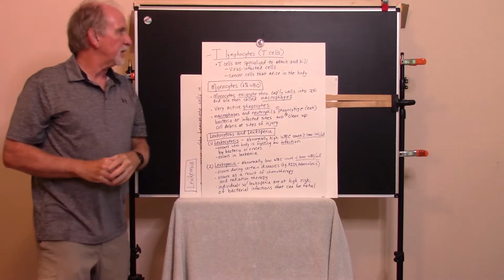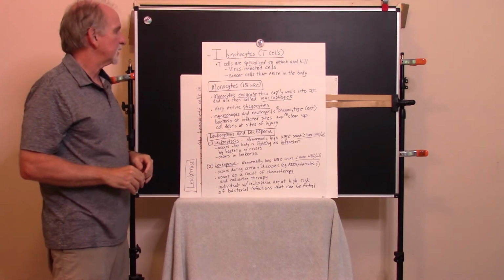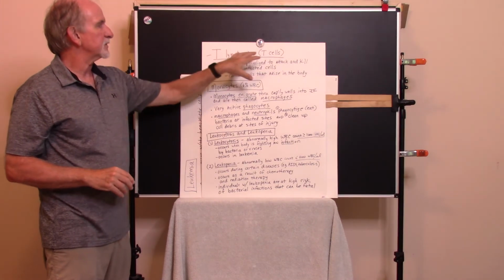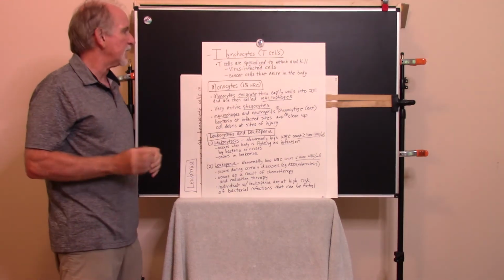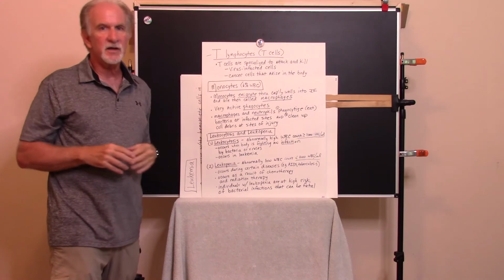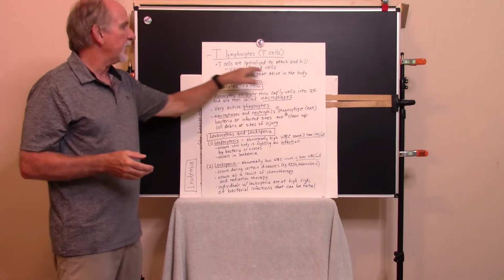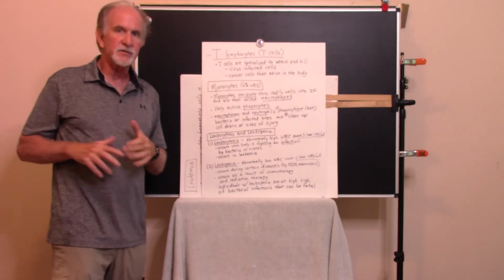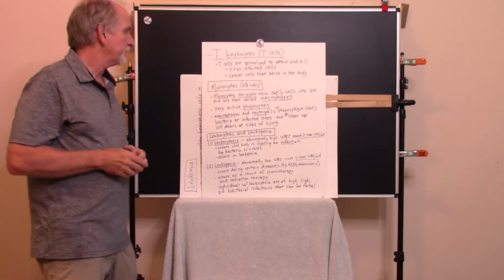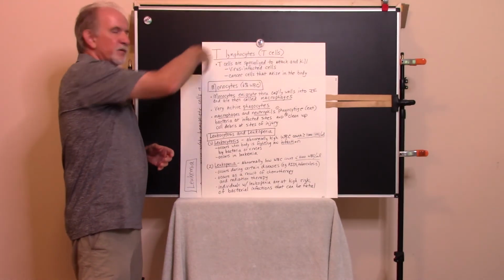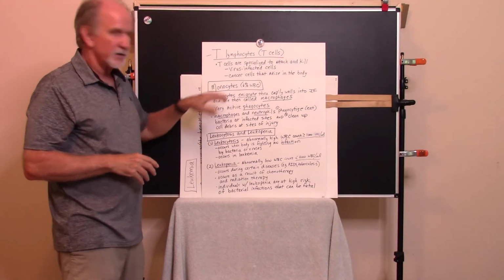Just a little bit about T lymphocytes. T lymphocytes, or T cells, are a type of lymphocyte that are specialized to attack and kill virus-infected cells and cancer cells that arise in our body. So we're going to leave the lymphocytes and move on to monocytes.